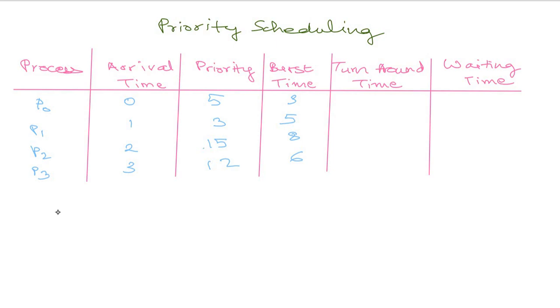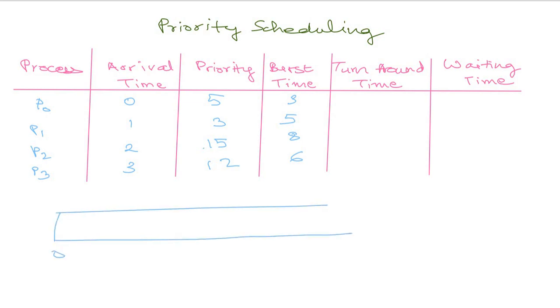So in this video we will be discussing priority scheduling, and priority scheduling is also of two types, preemptive and non-preemptive. Firstly, let us discuss the non-preemptive one. In priority scheduling, what we basically do is that the process with the highest priority gets allocated to the CPU first. So first of all, let's start with time t equal to 0.